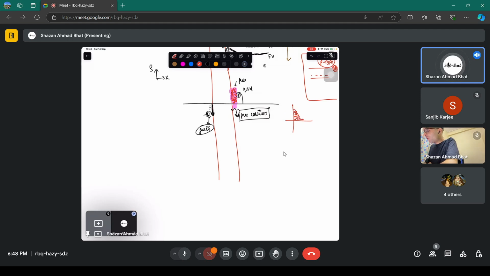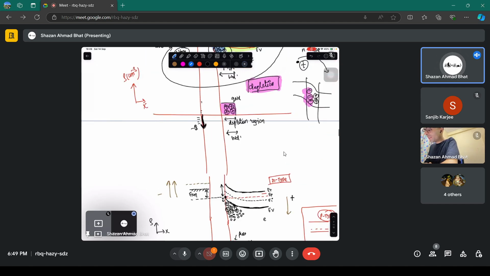They exponentially drop from the surface towards the bulk. And this particular length is called the Debye length. This is called the Debye length, which gives you the screening of the electric field. What is screening? What I mean to say is that earlier there were positive charges and negative charges. The electric field was in this direction.